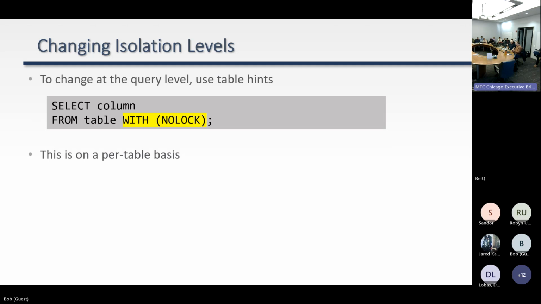You can also change them at the query level. You can use hints, table hints in particular. In this case, I think that's a terrible word because they're not actually hints. They're requirements when you list them. The database engine will not use any discretion. It will just do it. So for example, if you wanted to query a table in read uncommitted mode, you could use WITH (NOLOCK), and that would apply to only that table. This is on a per table basis. So if your query joins multiple tables together, you would need to specify that for each particular table.